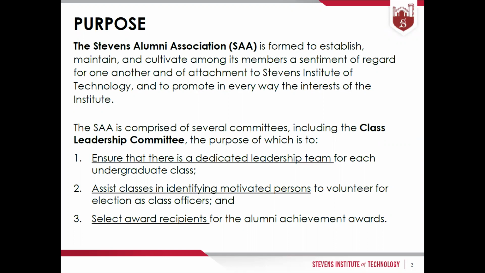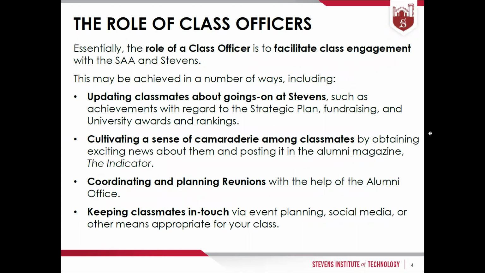One of them is this committee, the Class Leadership Committee, the purpose of which is to ensure that there's a dedicated leadership team for each undergraduate class, to identify motivated people to volunteer for the class officer positions. And then finally, this committee does work to identify some award recipients, but we won't go much into that. We're going to be focusing on our officers and our leadership teams for our individual classes in this discussion.